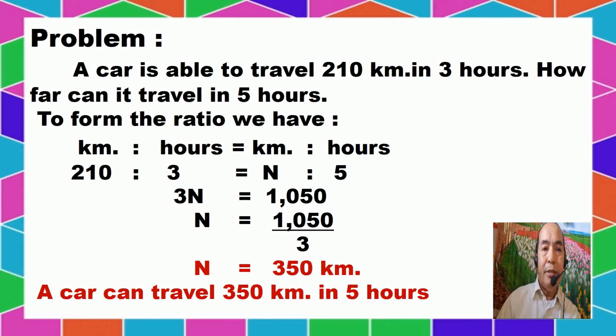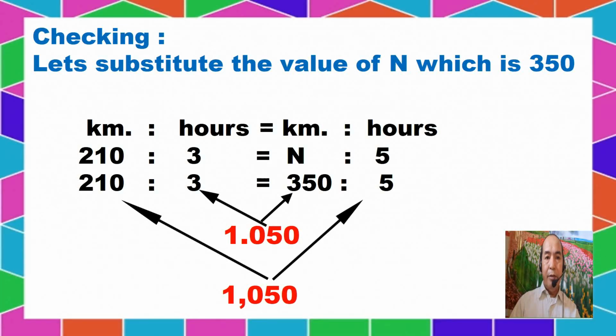What is this 350? This is the number of kilometers that the car can travel in 5 hours. So a car can travel 350 kilometers in 5 hours. Okay, checking whether our answer is correct, let us now substitute the value of n, which is 350. So from 210 is to 3 equals n is to 5, we will now substitute the value of n, which is 350. So the ratio and proportion would now be 210 is to 3 equals 350 is to 5.